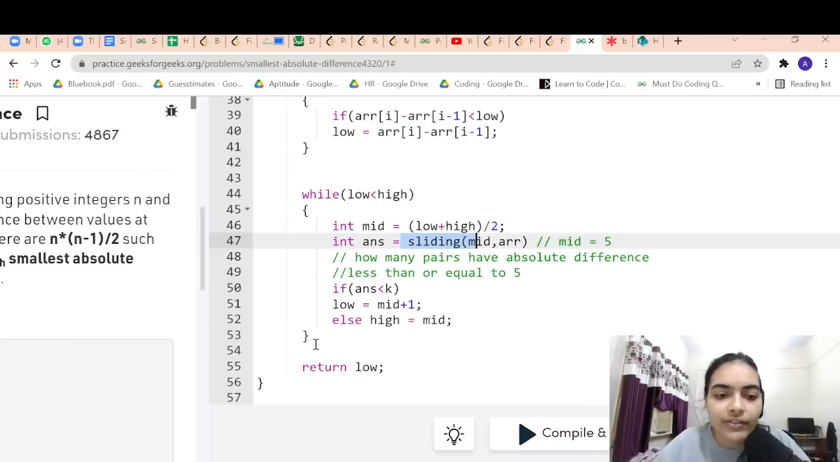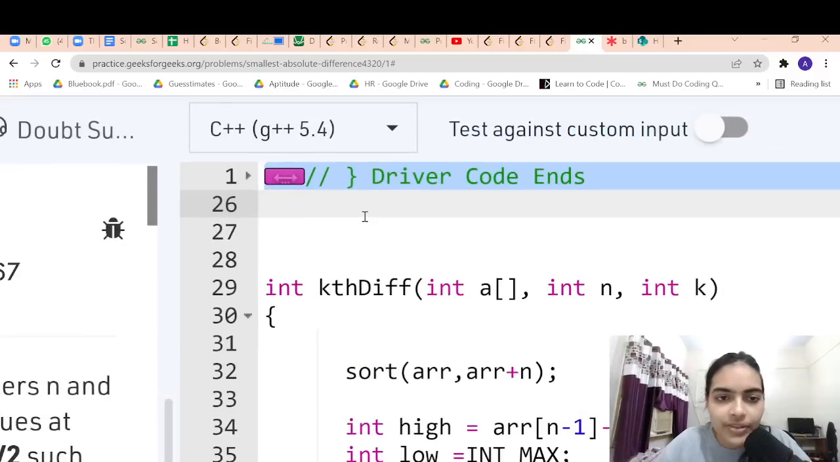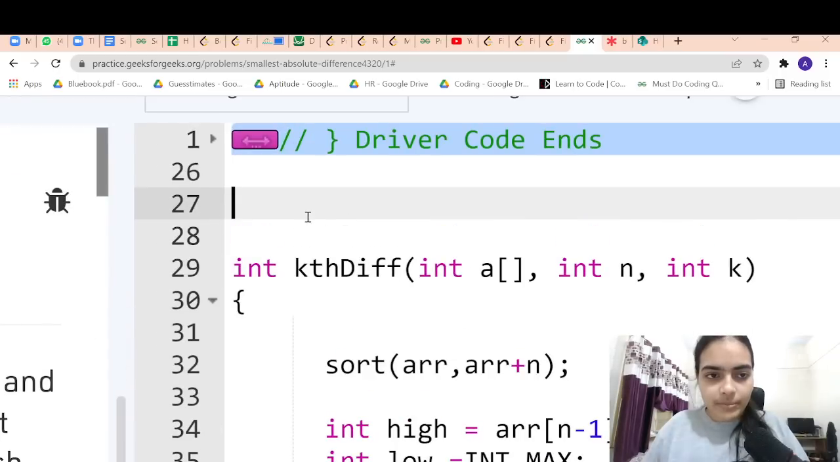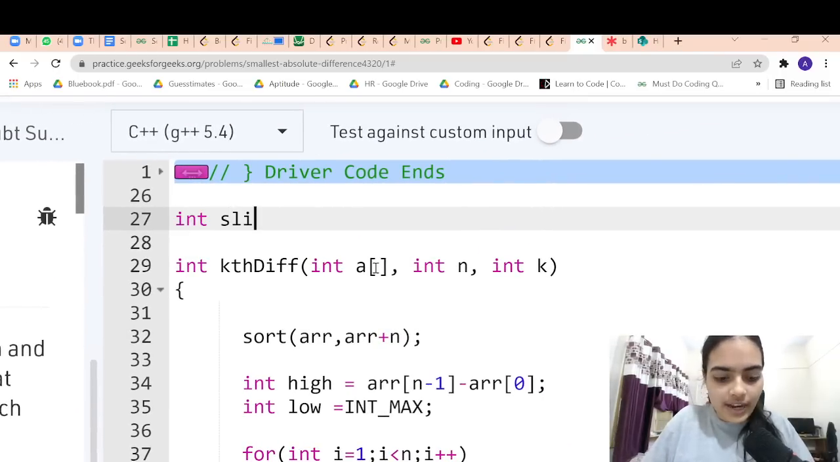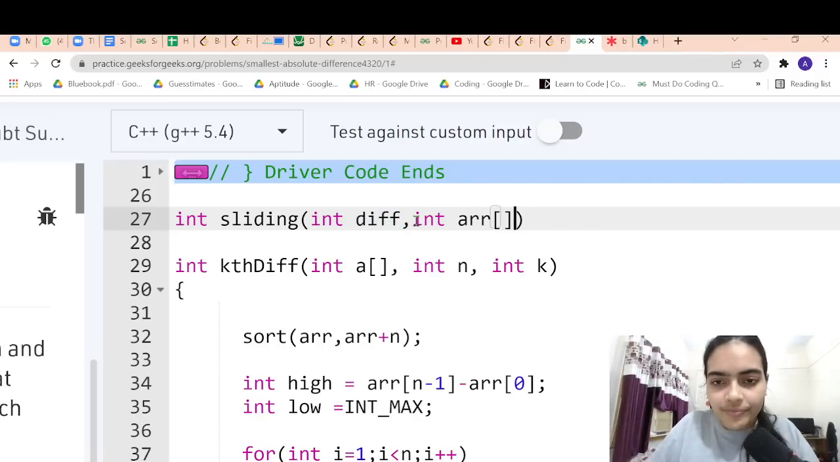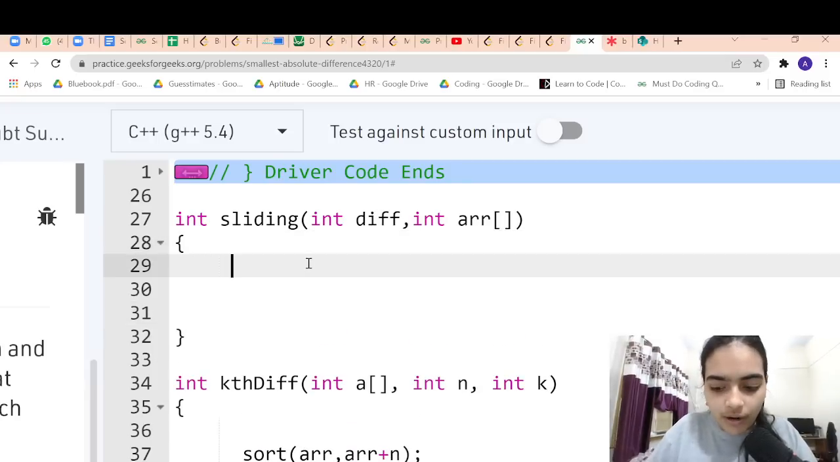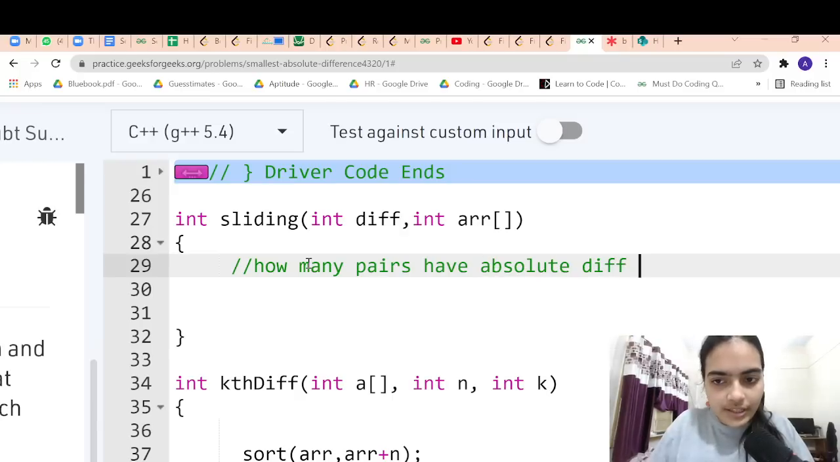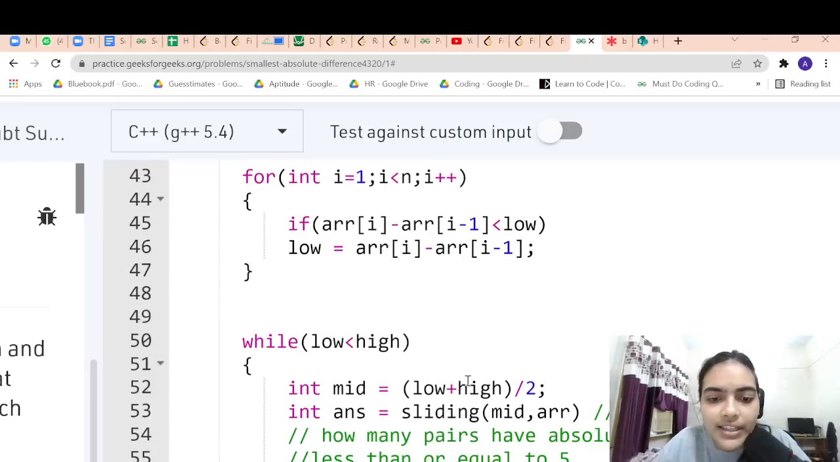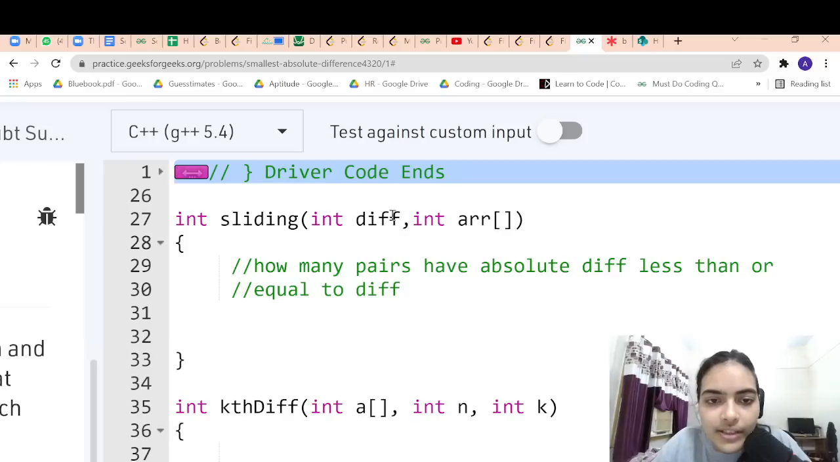Now let's code the sliding window function. Coding the sliding window function is very simple. What are we doing in the sliding function? In the sliding function, first of all, I'm taking a difference. Whatever is the mid value, that is the difference that I'm taking, and I have an array. In this array, I'm finding out how many pairs have absolute difference less than or equal to the difference. This is just my mid value that I'm passing here, so I'm just taking it as difference.